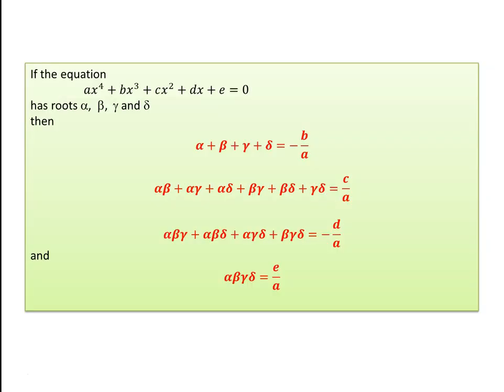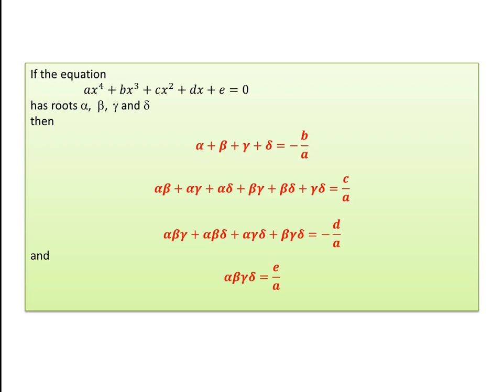So, if the quartic equation ax to the 4 plus bx cubed plus cx squared plus dx plus e equals 0 has roots alpha, beta, gamma and delta, then we know that alpha plus beta plus gamma plus delta equals minus b upon a, that alpha beta plus alpha gamma plus alpha delta plus beta gamma plus beta delta plus gamma delta is equal to c upon a, that alpha beta gamma plus alpha beta delta plus alpha gamma delta plus beta gamma delta is minus d upon a, and that alpha beta gamma delta is equal to e upon a.